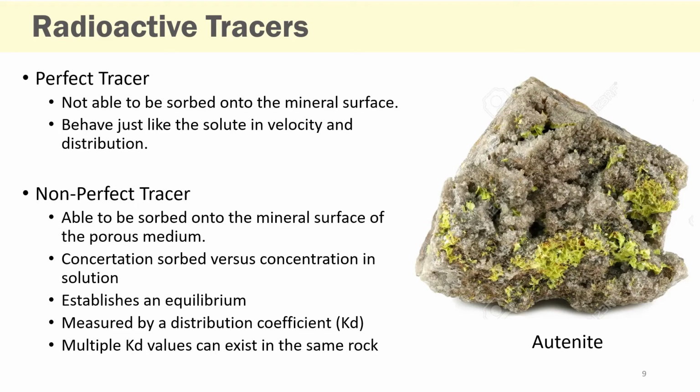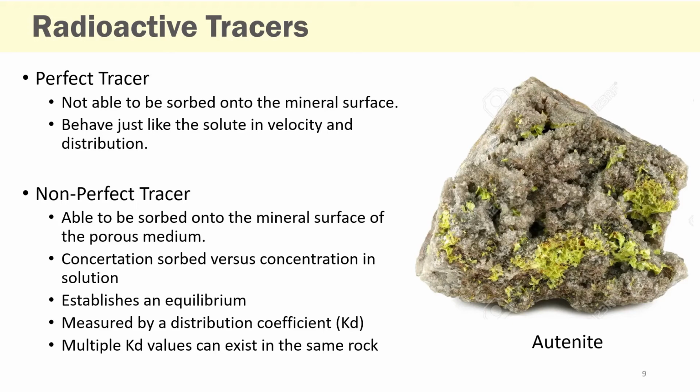The last thing we're going to talk about is radioactive tracers. There's two main types, a perfect tracer and a non-perfect tracer. A perfect tracer literally just does not sorb onto the mineral surface, and it moves along in the solute at the same velocity that it does. A non-perfect tracer is able to be sorbed on the mineral surface, and it forms a concentration equilibrium with the radionuclide. Several types of sorption sites can coexist in the same mineral with different equilibrium constants.